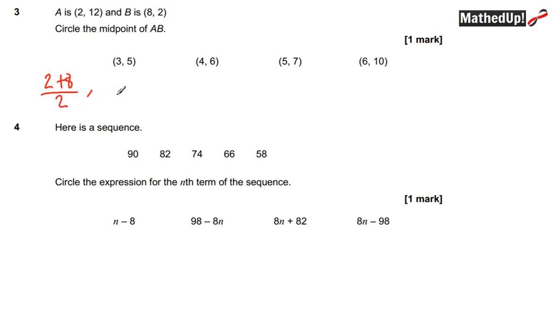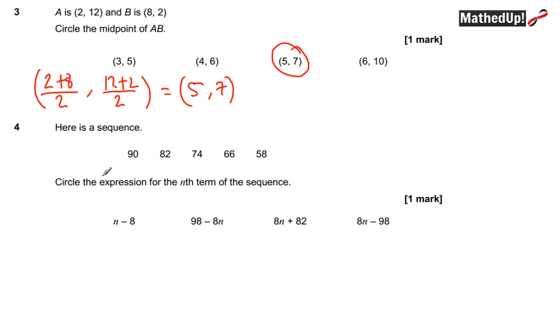And I do the same thing for the y coordinates. It's going to be 12 plus 2 divided by 2. And that's going to give me the midpoint of the y coordinates. And I can see that that's going to be 2 plus 8 is 10 divided by 2 is 5. And 12 plus 2 is 14, divided by 2 is 7. So the midpoint of 2 and 8 is 5, and the midpoint of 12 and 2 is 7. So the midpoint of those two coordinates will be (5, 7).